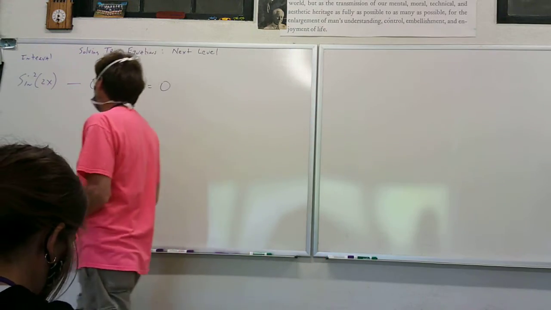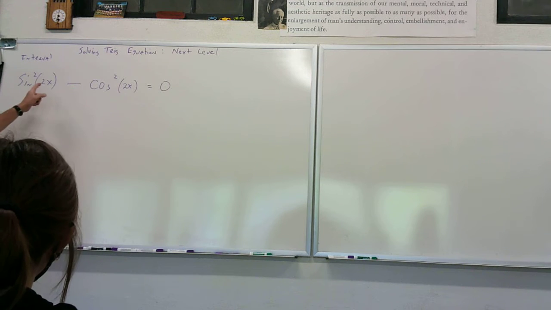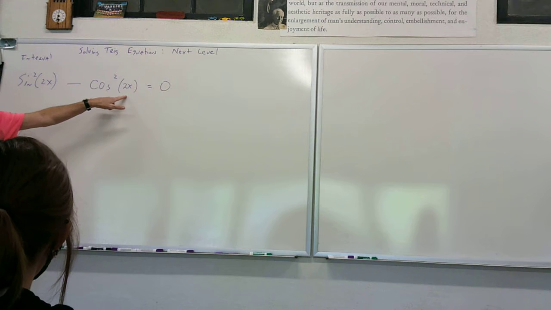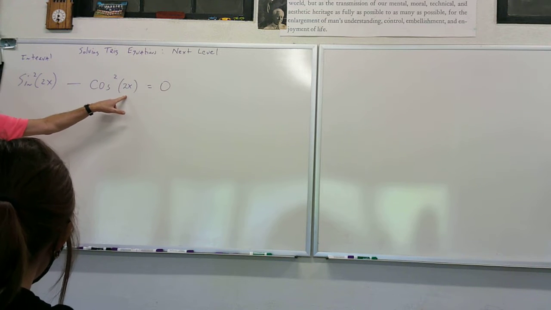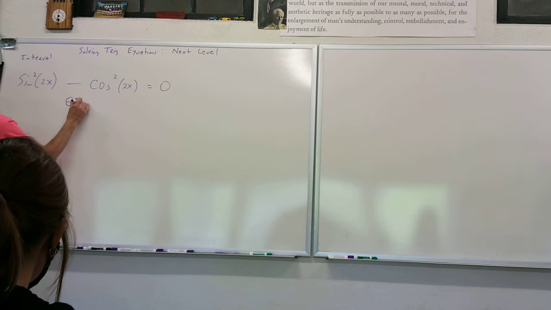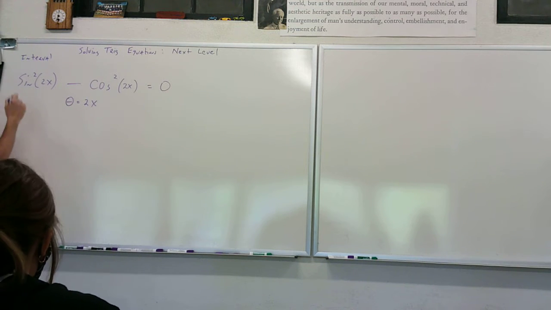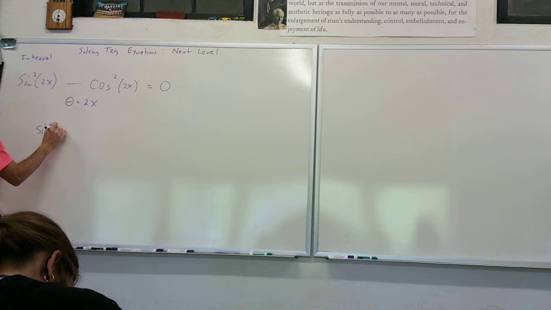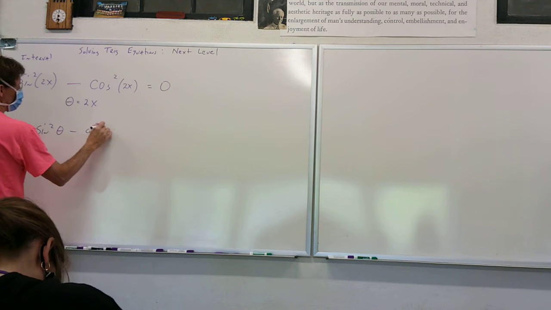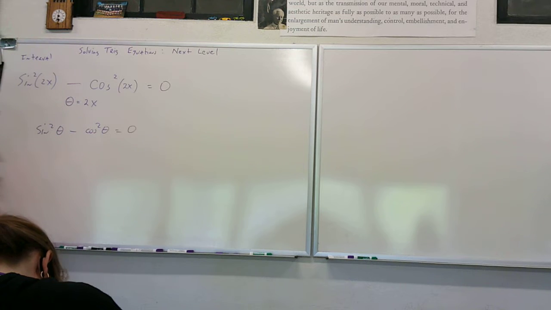Teach it. Okay. What I would do, since they both have 2x, is I would go ahead and put my theta in now, just to make it easier to solve. All right? So I'm going to go ahead and do my little step where I'm going to make theta equal 2x. So then I get sine squared theta minus cosine squared theta equals 0. And that looks like yesterday's work. Some of y'all were supposed to be working on that yesterday.